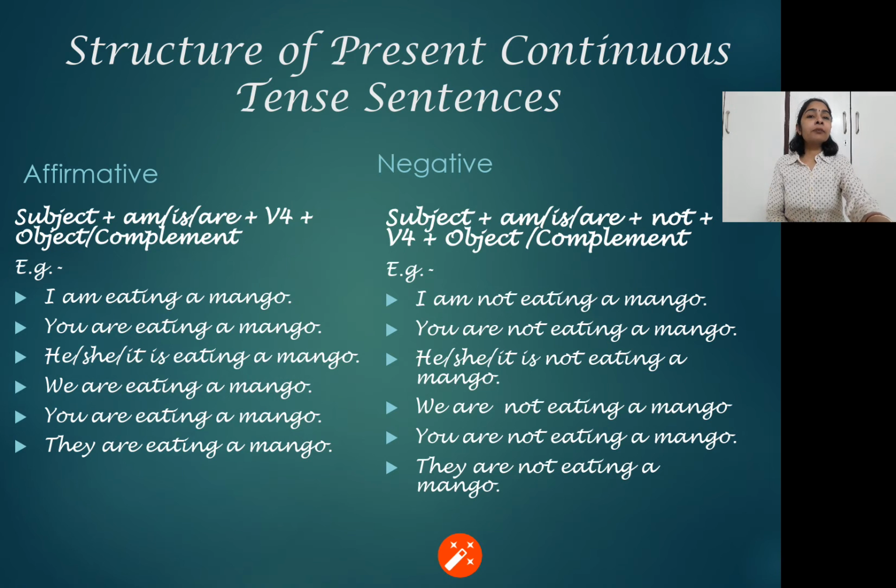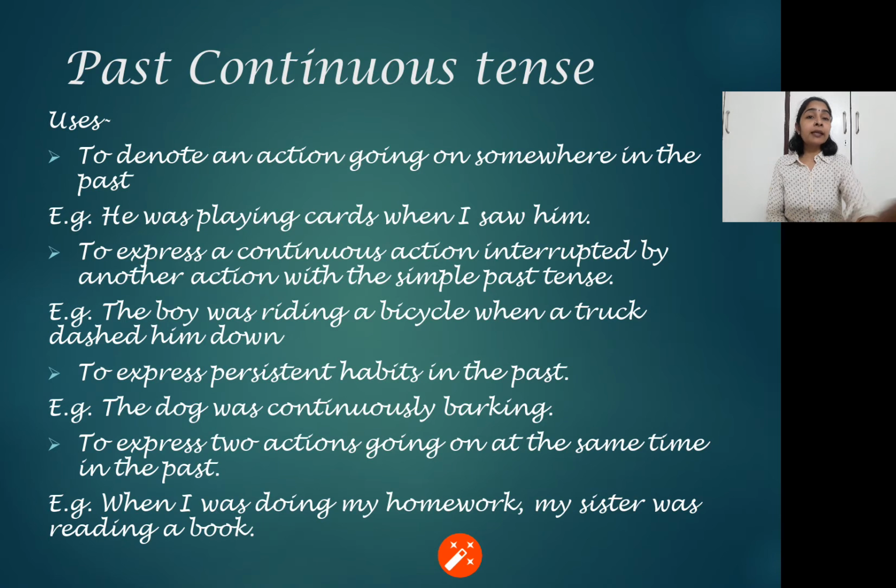Now let's come to the next, and that is the past continuous tense. That was the present continuous tense, now the past continuous tense. Past continuous tense means that somewhere in the past, at some past moment, that particular thing was happening, it was going on at that time, so there we use the past continuous tense. Let's see in which cases it is used.